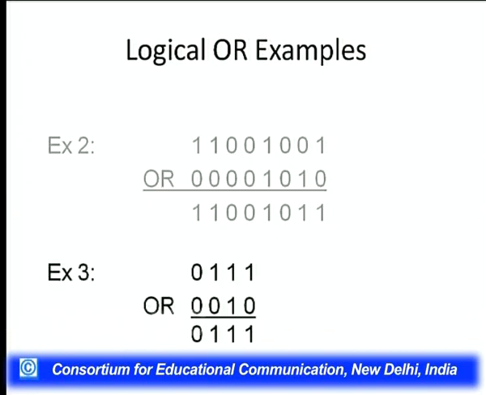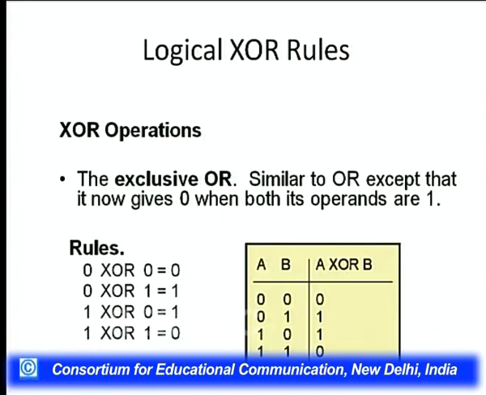So, another example is also showing the same thing. When you are performing an OR operation, you get the answer as 0 1 1 1. Then there is another very important logical operation called XOR. Here, X stands for exclusive. Exclusive means it is similar to OR, except that it gives 0 when both the operands are 1.